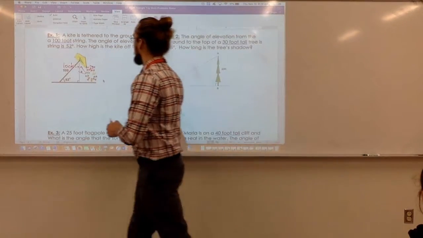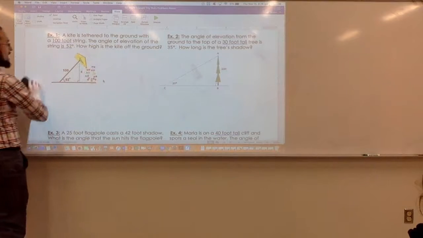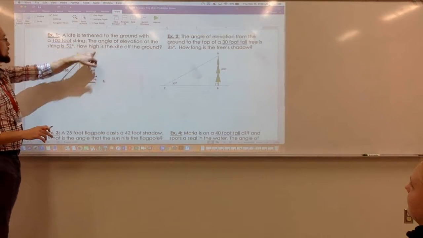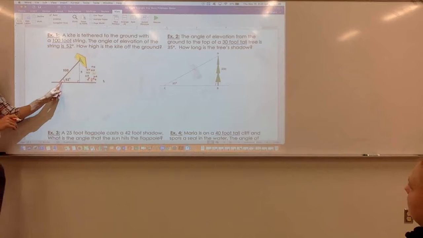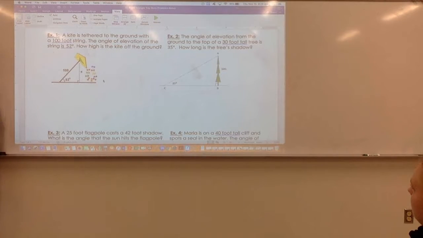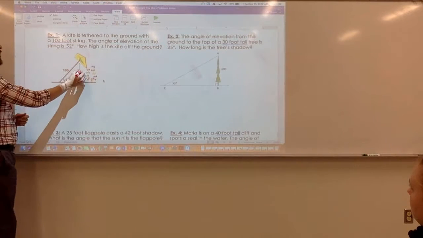In the first one, it says a kite is tethered to the ground with a 100-foot string. What does tethered mean? Tied. So the kite is tied to the ground with a 100-foot string. So this string from the ground up to the kite is 100 feet. The angle of elevation, so that means looking up from the ground, is 52 degrees. How high is the kite off the ground?